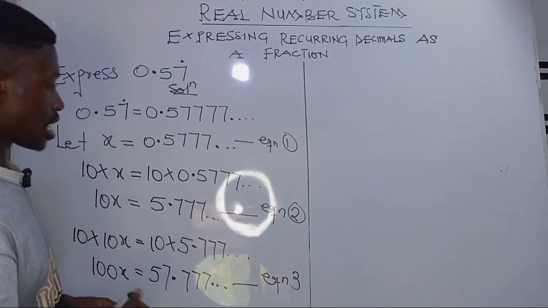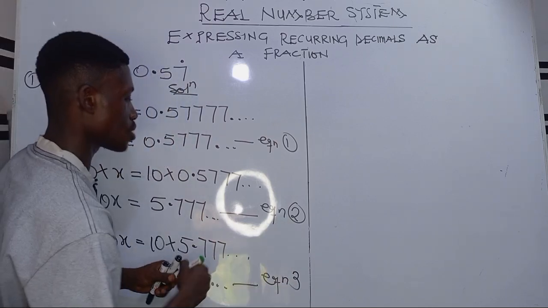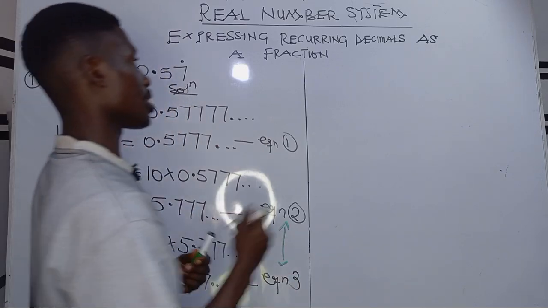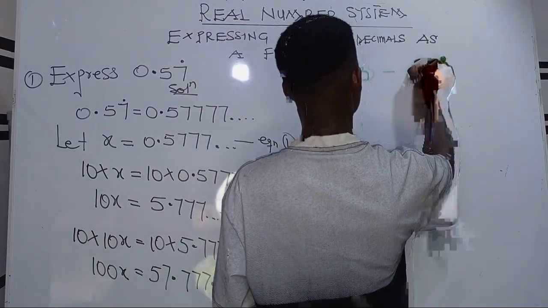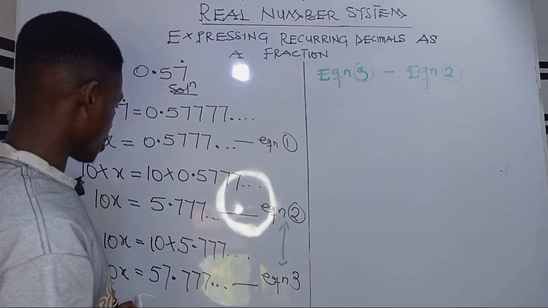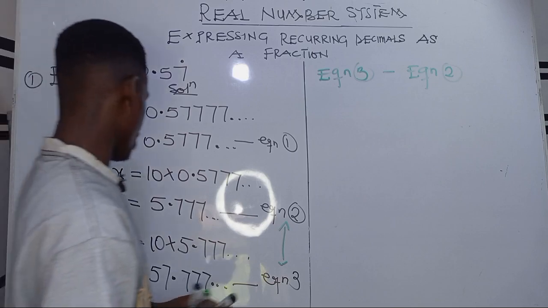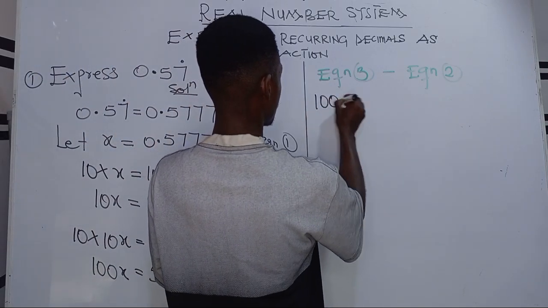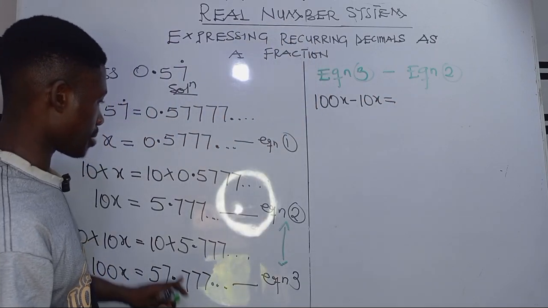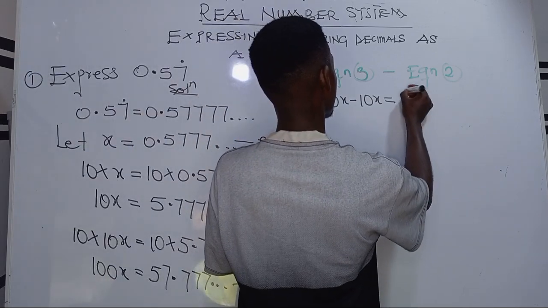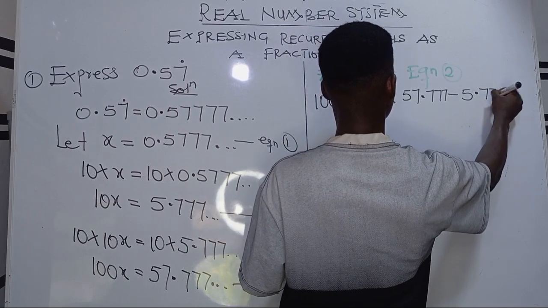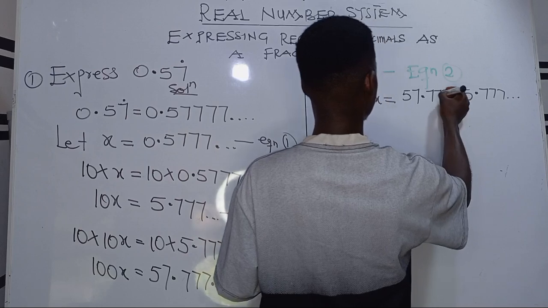The next thing we are going to do is subtract equation 2 from equation 3. So we are going to deal with equations 2 and 3. We have equation 3 minus equation 2. Equation 3 is this, minus equation 2, which is this. So we have 100x minus 10x is equal to 57.777 minus 5.777, all up to infinity.